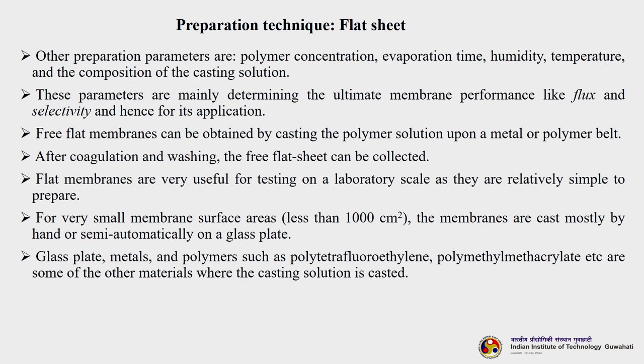Free flat membranes can be obtained by casting the polymer solution upon a metal or a polymer belt. After the coagulation and washing, the free flat sheet can be collected. If I do not want any other treatment processes, then I can collect it after coagulation and washing and use it. Flat membranes are very useful for testing on a laboratory scale, as they are relatively simple to prepare for very small membrane surface areas, less than 1000 centimeter square. The membranes are cast mostly by hand or semi-automatically on a glass plate. Glass plates, metals and polymers such as polytetrafluoroethylene and polymethyl methacrylate, PMMA, are some of the materials on which the casting solution is cast.